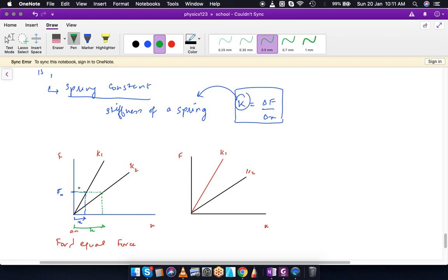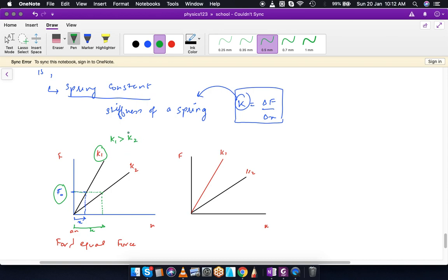So what we learned is that since K1 is a greater value, it has a bigger gradient. For the same amount of load lifted by both springs, the extension is different. Spring one, which has a greater K, is lifting the same load and showing less extension, so it means it's more stiff. Whereas K2, which has a smaller K, shows for the same load an extension that is bigger than that of K1. So we can say that the stiffness of K1 is much greater than the stiffness of K2.